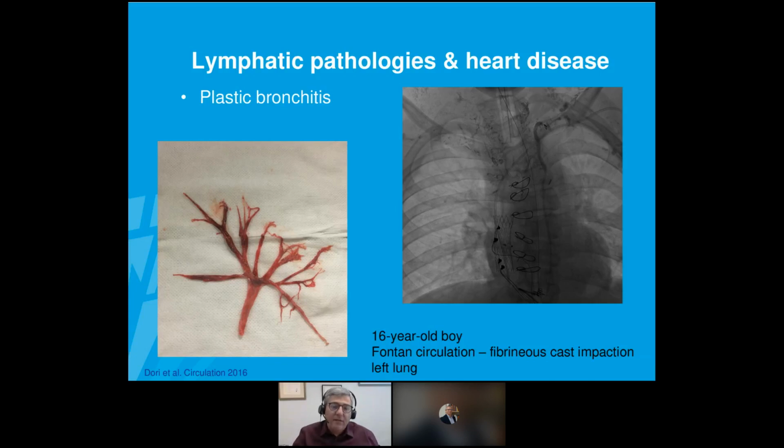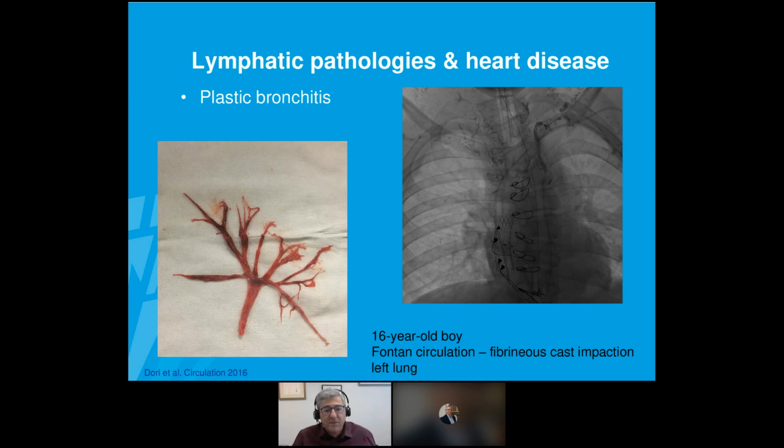Okay, now we will move again to the thorax. And then, well, there are also some quite new indications to use these lymphangiographies, both for diagnostic and for therapeutic purposes, which is these lymphatic pathologies in heart disease, especially in patients with Fontan circulation. That means that we typically do these procedures in young patients, meaning in children and in adolescents.